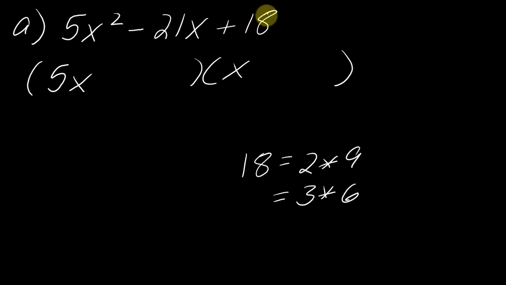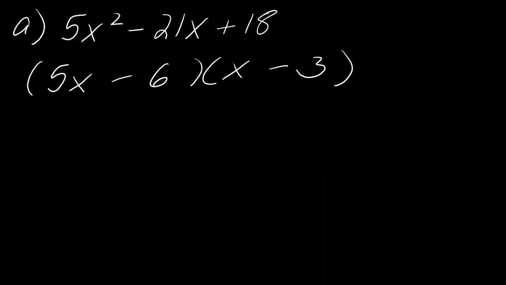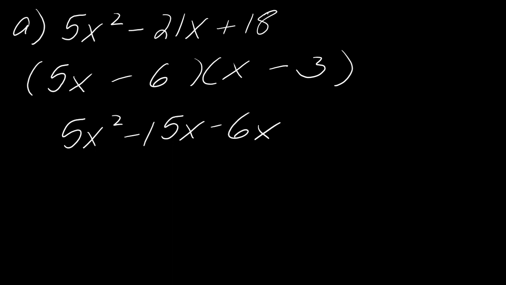And the other thing is, this is positive, but this is negative. So a negative times a negative will make a positive. Okay, so what I'm going to do is bounce the 3 off of the 5. Check that out. So now I've got 5x squared minus 15x minus 6x plus 18. And that comes out to the negative 21, right?